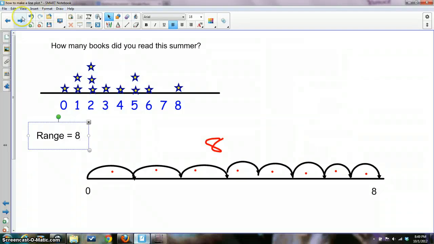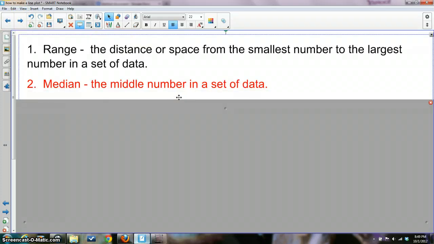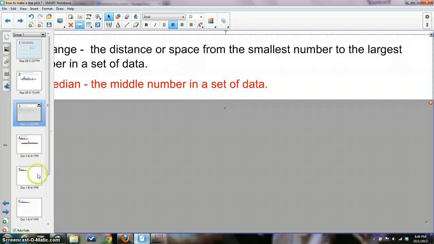So let's talk about our next vocabulary word, median. Median is the middle number in a set of data. You might have heard this word if you were talking about the median in a road, the middle part of the road. Well, the median in math is the middle number in a set of data. So let me show you how to find that.